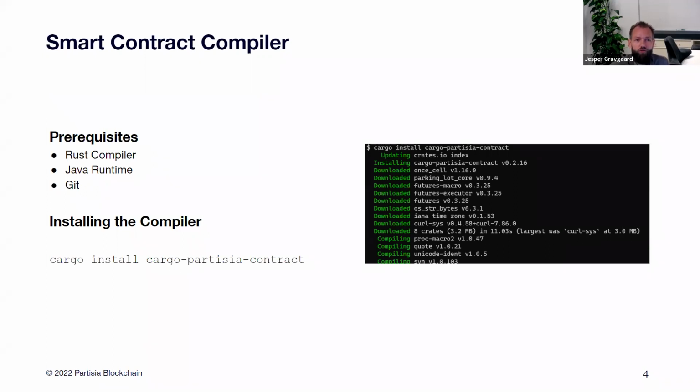So the only command line you need, the prerequisites first. You need to get the default Rust compiler, you need to get a Java runtime, and you need to get the Git versioning system. If you've installed those prerequisites, which you may already have on your computer, then you can install the Partisia contract compiler by a single command line, and that is the command here on the left. If you put that command into your shell, then it will install the compiler for you. So it's as simple as that to get the compiler.